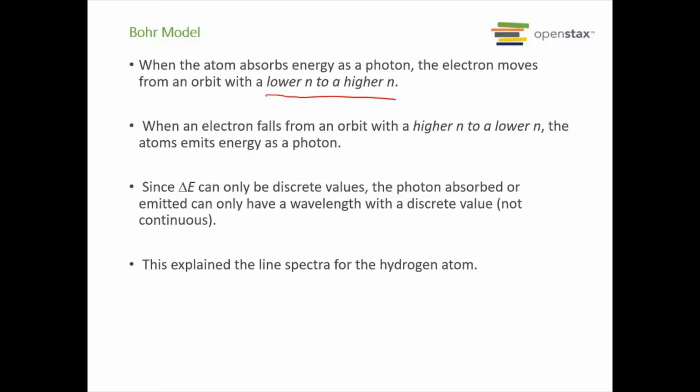All right. So energy, that delta E, can only be discrete values. So the photon that's absorbed or emitted can only have a discrete wavelength. Okay, so it can't be this continuous spectrum of light. It has to be a specific wavelength. And this is what explains the line spectra for the hydrogen atom. Why there are those 4 discrete lines? Because those are the specific wavelengths required to excite an electron to a higher energy state, and then have it come back down.